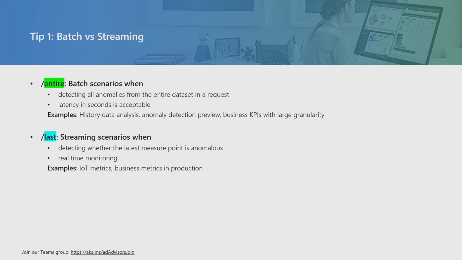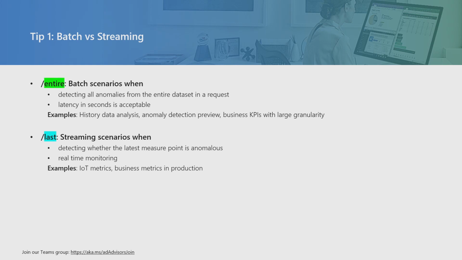OK, we are going to start with the first step. It's batch versus streaming. So Anomaly Detector APIs, we have provided 2 functionalities, or endpoints, namely /entire for batch scenarios, and /last for streaming scenarios, respectively. So when you want to detect all anomalies, every anomaly from the entire data set that you send in a single API call, a single HTTP call, /entire is what you need, as it will create a single statistical model and apply that to every measure point in the data set.